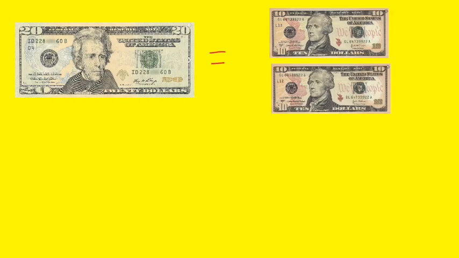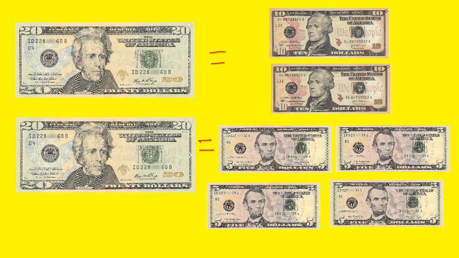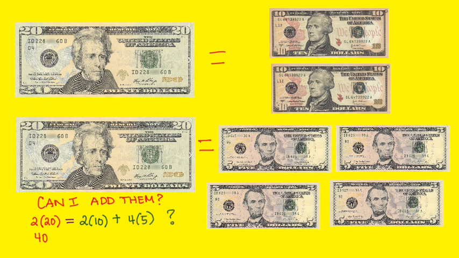Last time we learned substitution, saying that if I have a $20 bill, that's equal to 2 tens, or it's also equal to 4 fives. But can I add them? If I have two $20 bills, will that equal 2 tens and 4 fives? Well, of course it does, because $40 still equals $40, always. So how can we apply that to actual mathematics?